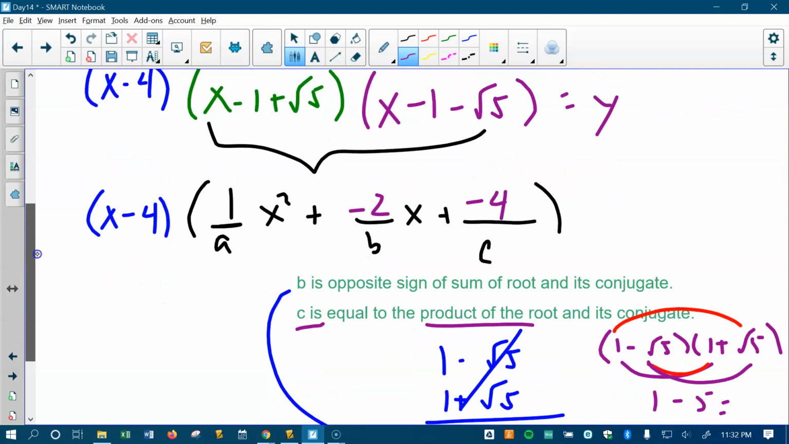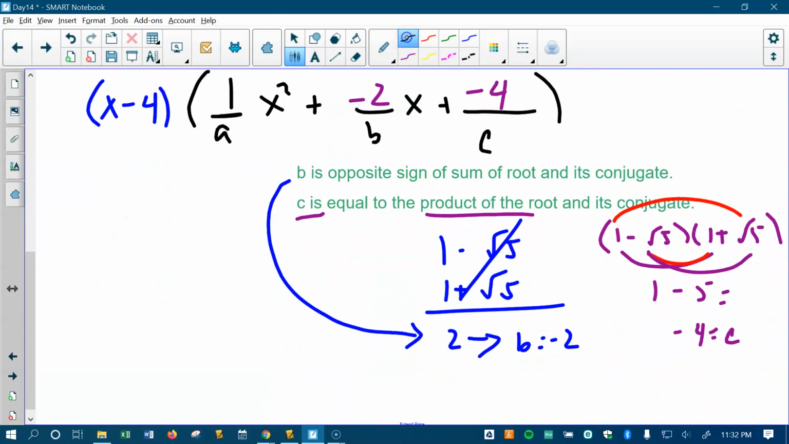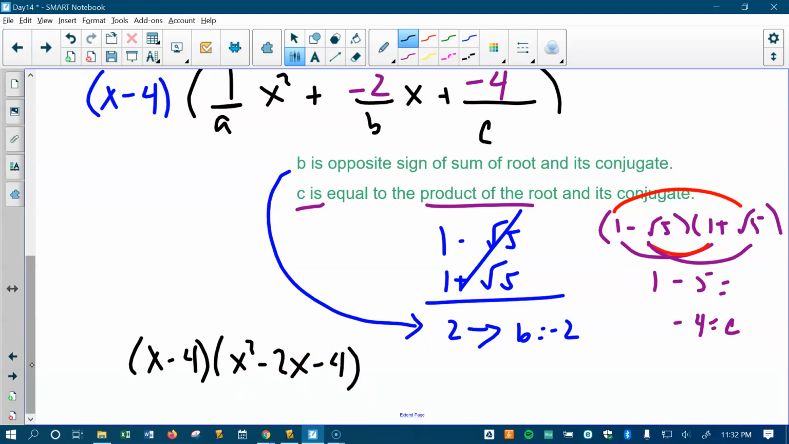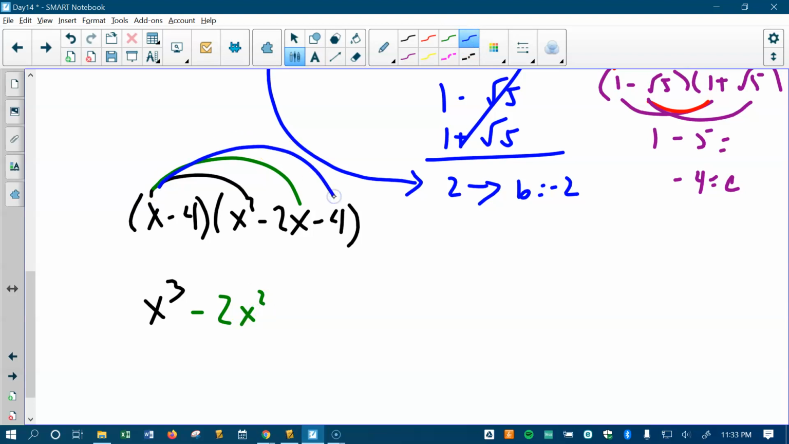And again, that's going to be a much quicker way of multiplying these out than what you might do. Okay, now let's multiply all this together. So I have x minus 4. I have x squared minus 2x minus 4. And finally, let's multiply this part. So we get x cubed. And then we get minus 2x squared.